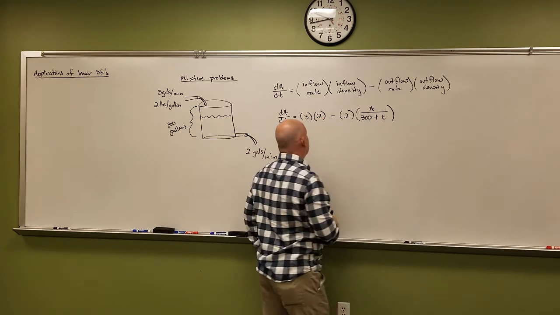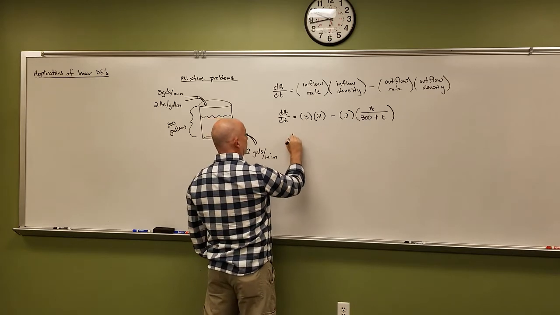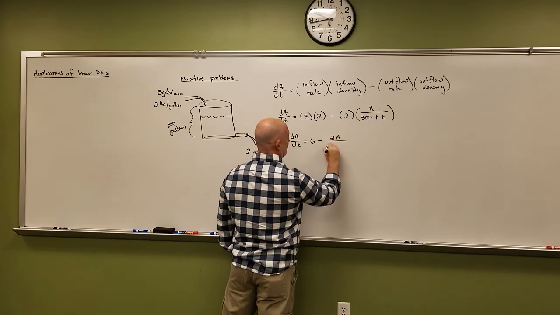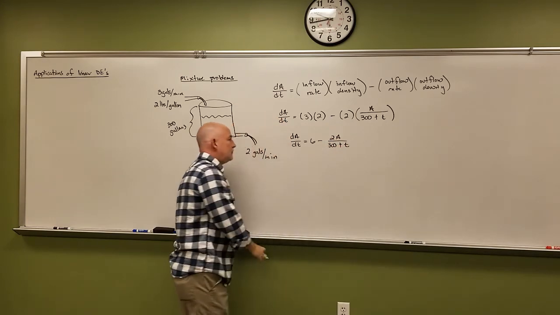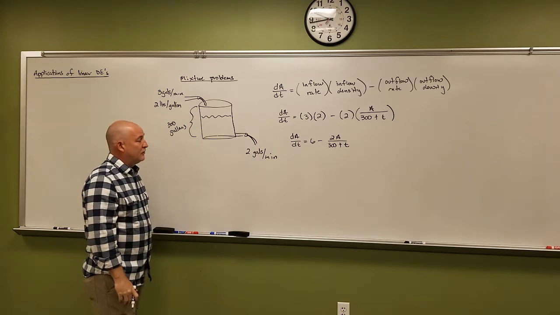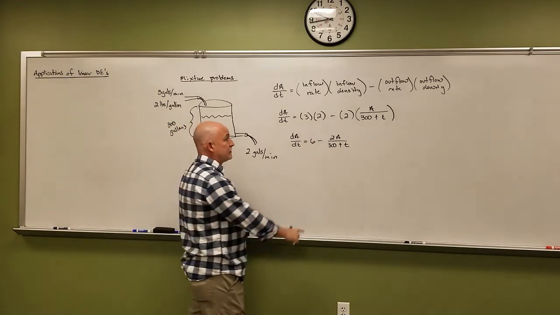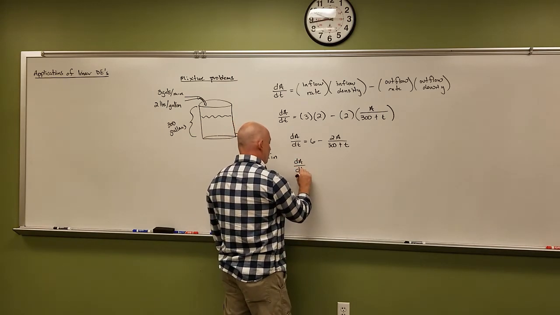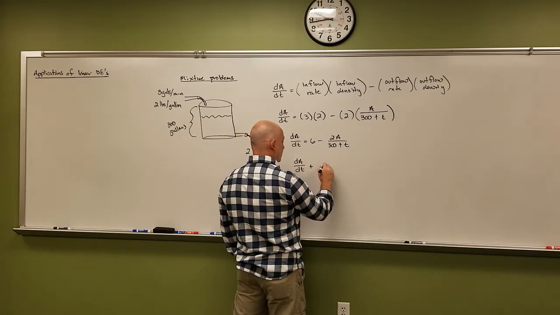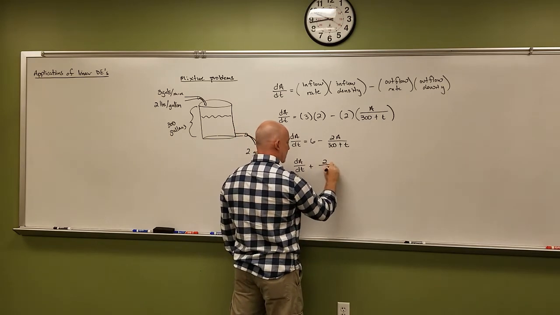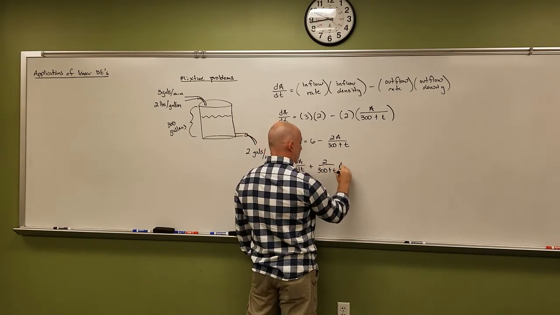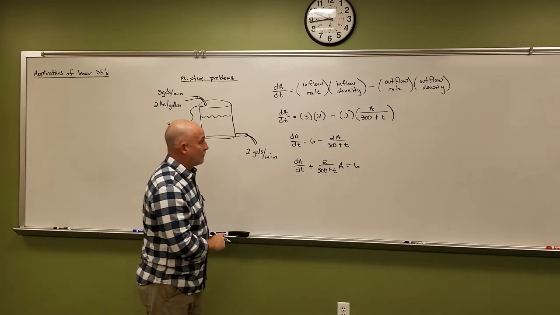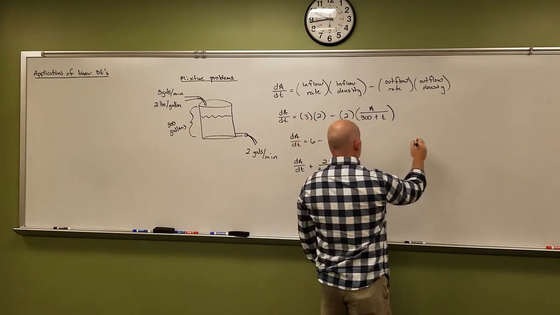All right, let's just go ahead. Now I'm going to clean this up just a little bit. So we get dA/dt is equal to 6 minus 2A over 300 plus t. All right, now remember, our dependent variable is A, our independent variable is t. So this is just a first order linear differential equation. So we're going to use an integrating factor. So I'm going to write it like this. I'm going to move this piece to the other side, and I'm going to write it more in our first order linear form.